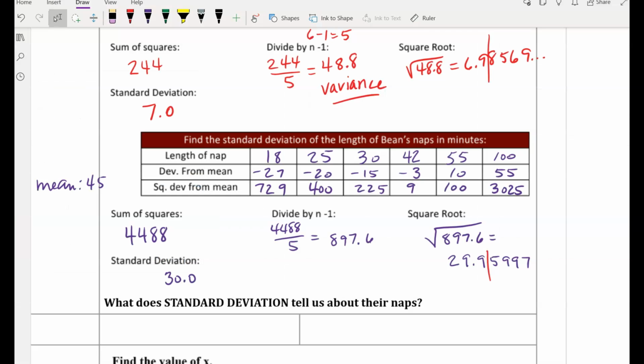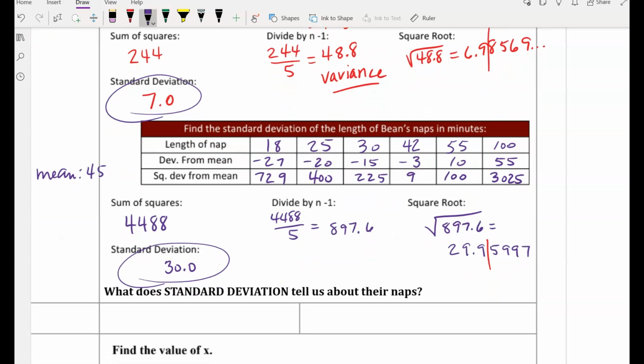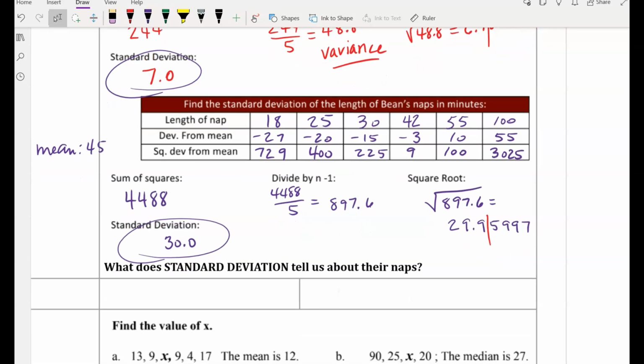So what does the standard deviation tell us about their naps? Well, we found that Mr. Brust had a standard deviation of 7.0 compared to Mr. Bean's standard deviation of 30.0. So the larger standard deviation tells us that there was less consistency, in other words, more variance in Mr. Bean's naps. Mr. Brust's naps with a smaller standard deviation was more consistent. The data was closer together. So the larger the standard deviation, the more spread out the data values are.